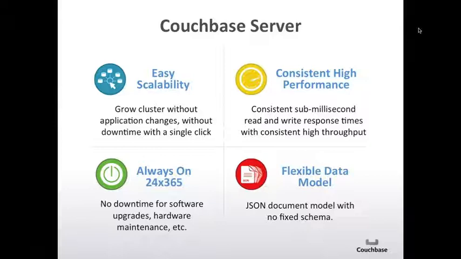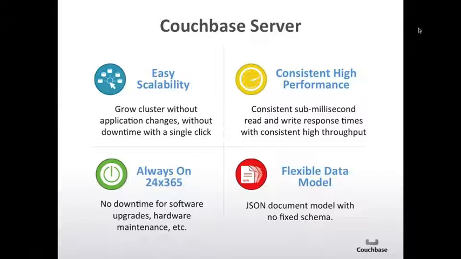The next thing is consistent high performance. Consistent high performance means two things. It means consistent sub-millisecond read and write response times and consistently high throughput. So Couchbase is architected to serve documents from the in-memory object managed cache. And by doing that, Couchbase Server is able to provide your applications with sub-millisecond response times for read as well as write as well as mixed workloads. You also get consistently high throughputs for different kinds of workloads.